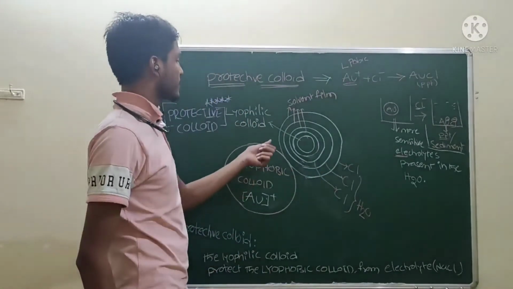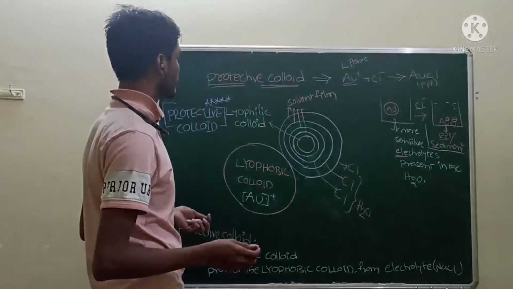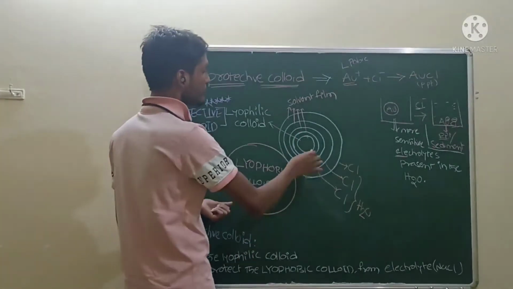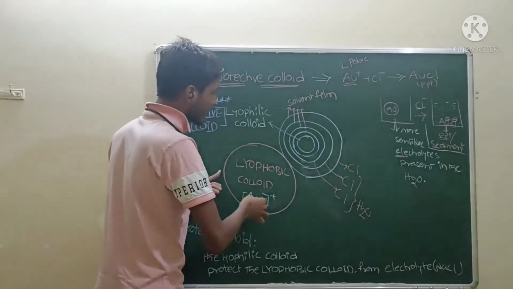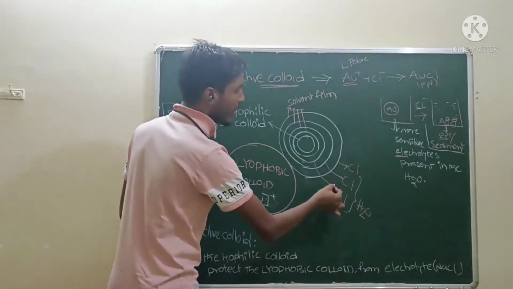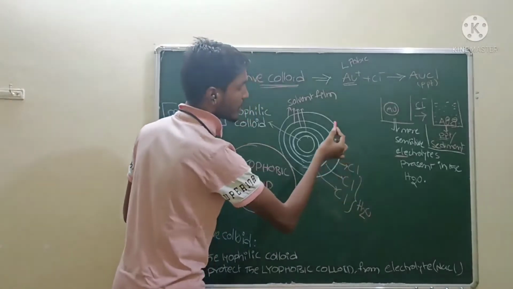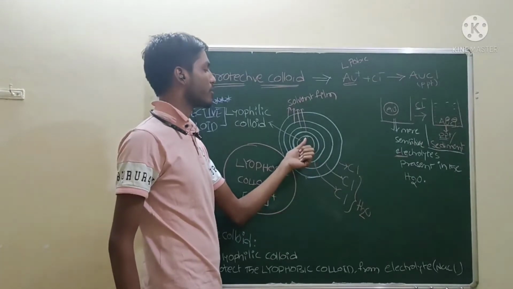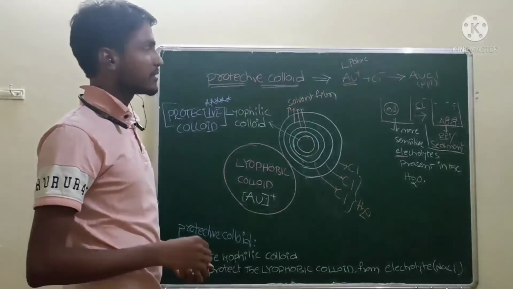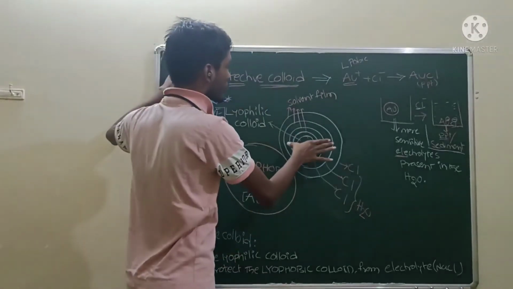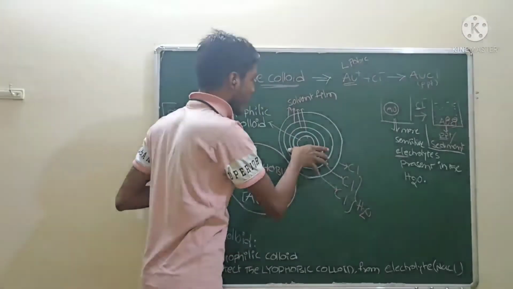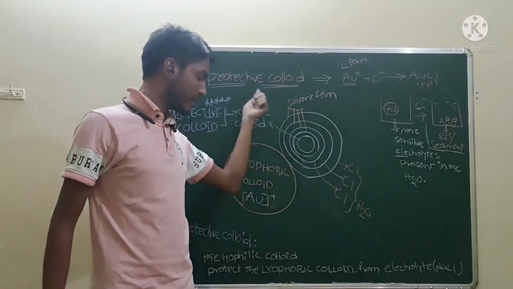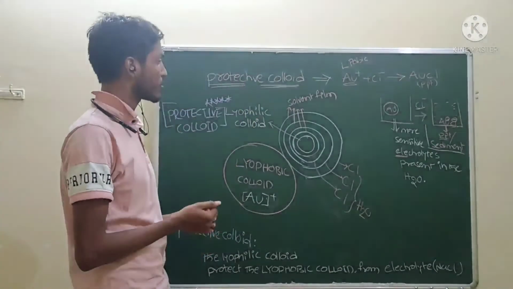See, what is its action? The protective colloid protects the lyophobic colloid from the electrolytes present in the normal water. That's why the protective action is like that. This is about the protective colloid. This colloid protects the lyophobic colloid from the electrolytes present in the water. Simply, we can call the definition protective colloidal action.